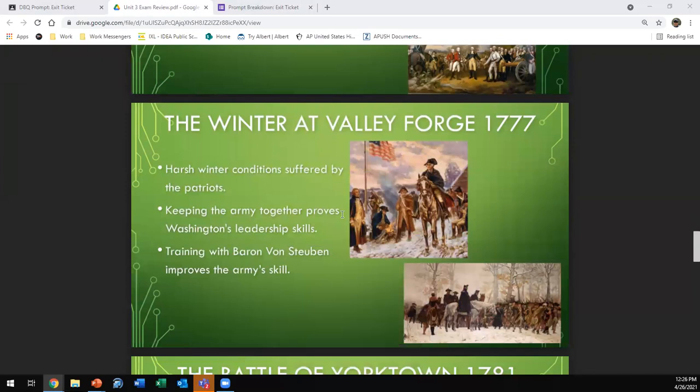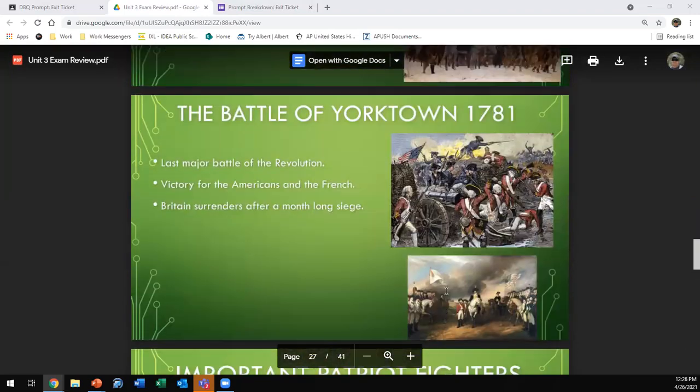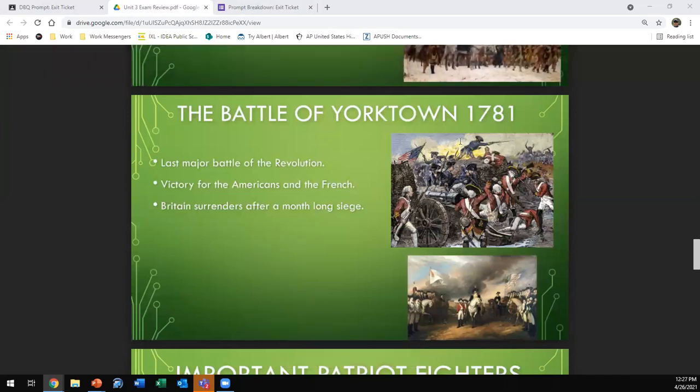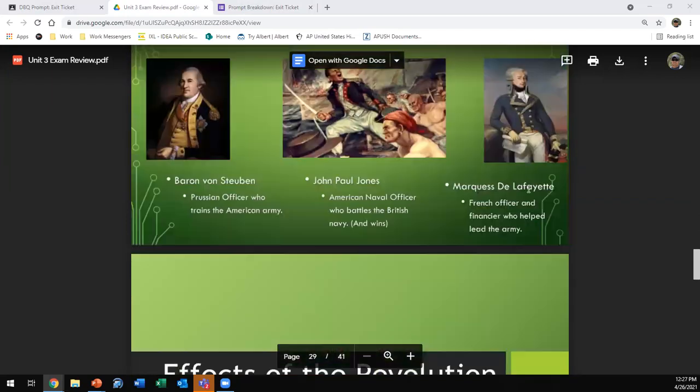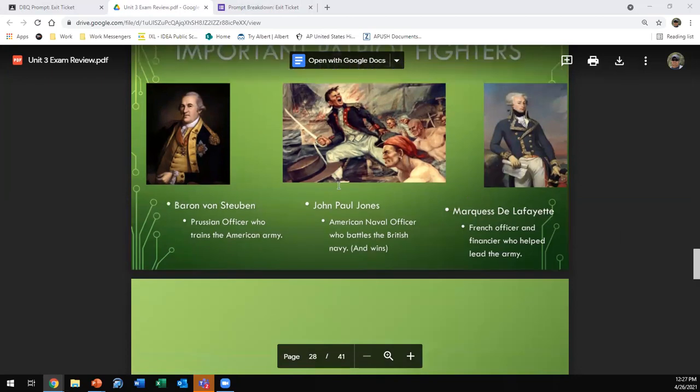Another major crucial point, Valley Forge, harsh winters. This proves Washington as a leader mainly because it allows for the army to stay together and stay moralized and all this stuff, even though it's rough. And Baron von Steuben will show up there to help train and improve the army, make them a little bit better, leading us to eventually the Battle of Yorktown in 1781, when the British surrender to an American and French attack. A couple of important fighters, guys you already know, right? Lafayette, Baron von Steuben, John Paul Jones. We're not gonna get into them.